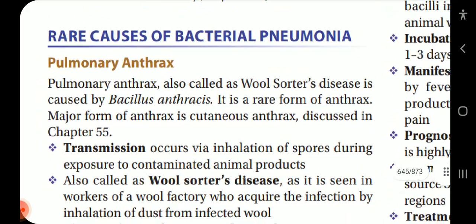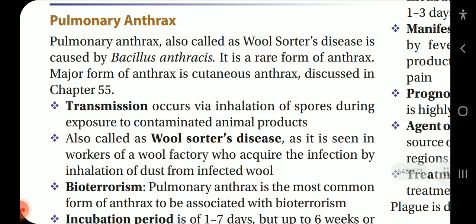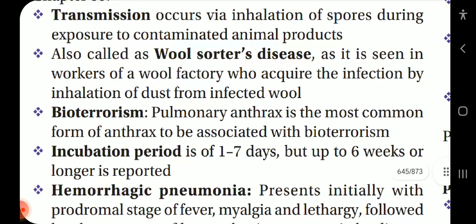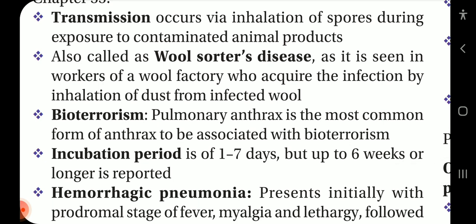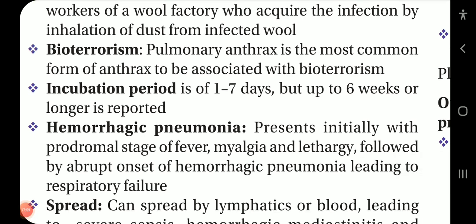Now coming to the last topic of the chapter, rare causes of bacterial pneumonia: pulmonary anthrax. Pulmonary anthrax, also called wool sorter's disease, is caused by Bacillus anthracis. It is a rare form of anthrax. The major form of anthrax is cutaneous anthrax, which we have already discussed. Transmission occurs by inhalation of the spores during exposure to contaminated animal products. It is also called wool sorter's disease as it is seen in workers of wool factories who acquire the infection by inhalation of dust particles from infected wool. Bioterrorism: pulmonary anthrax is the most common form of anthrax to be associated with bioterrorism.